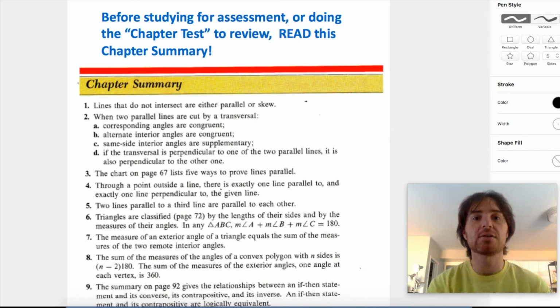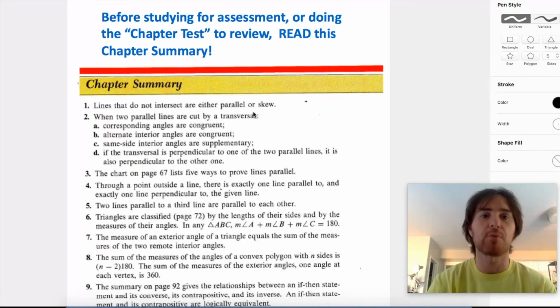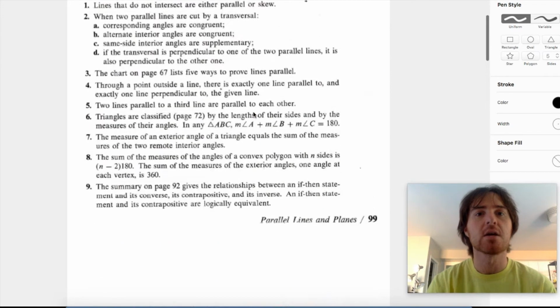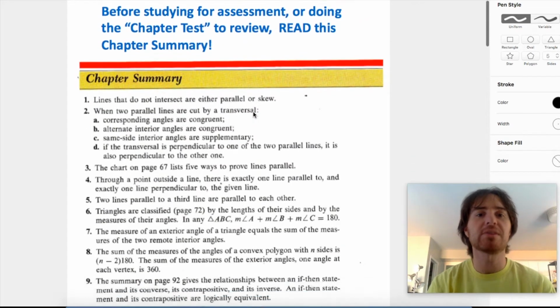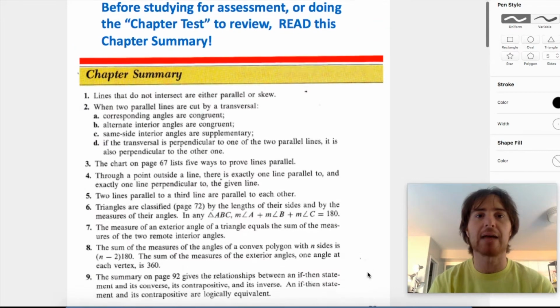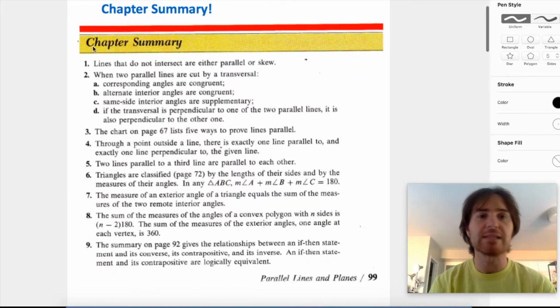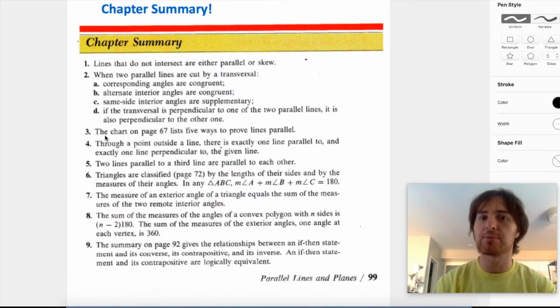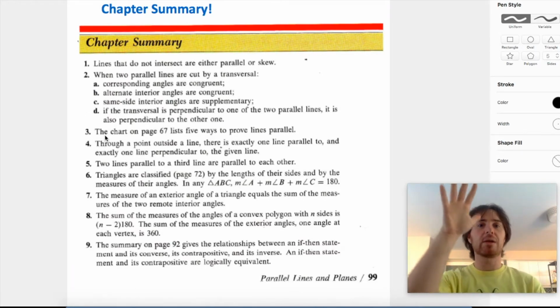Before we actually get into the chapter test, the chapter 2 test, which is the practice test I have a little bit later on here, before you jump into studying, my recommendation would be actually to check out this chapter summary. This is on page 99. On page 99, we have these 9 things that you should have learned this chapter, and just quickly review it, okay? So quickly read through this.